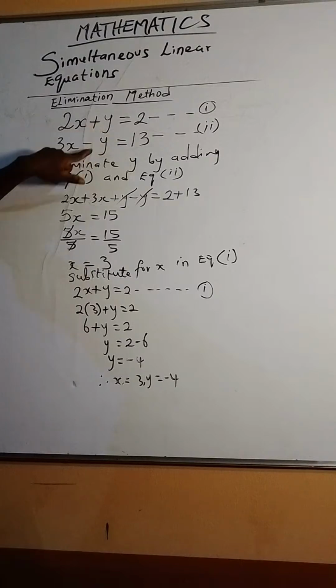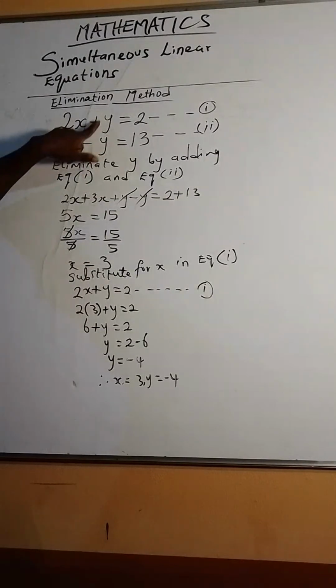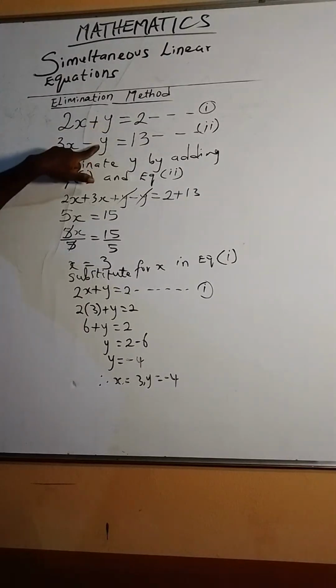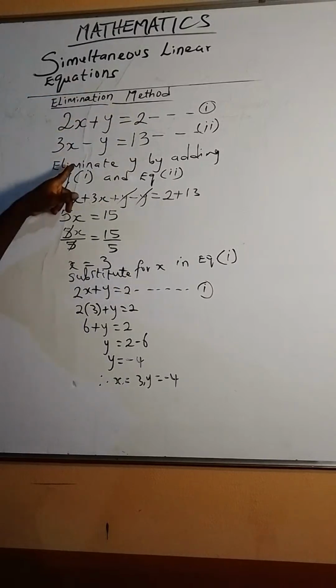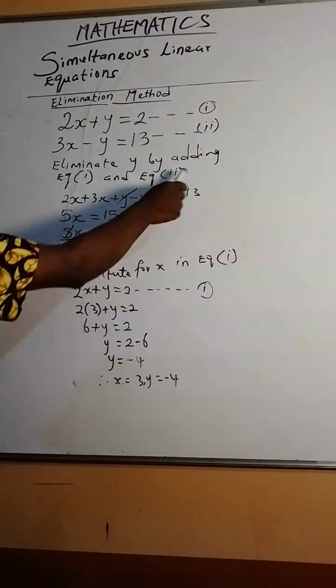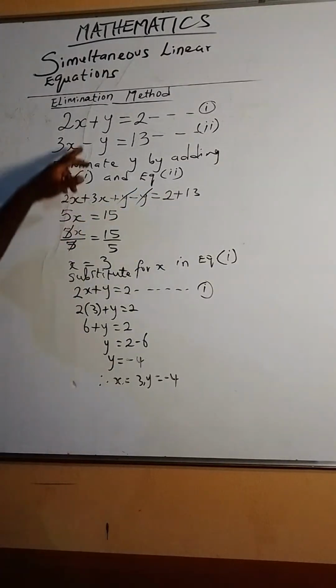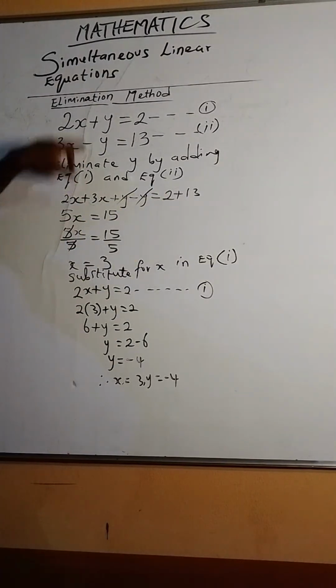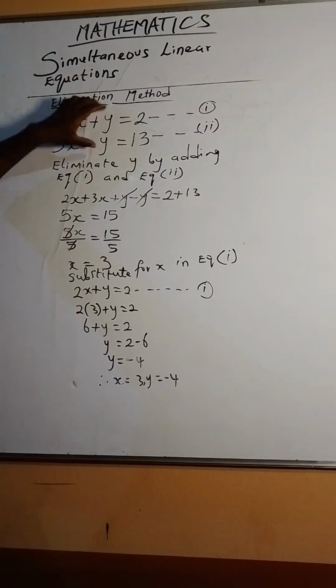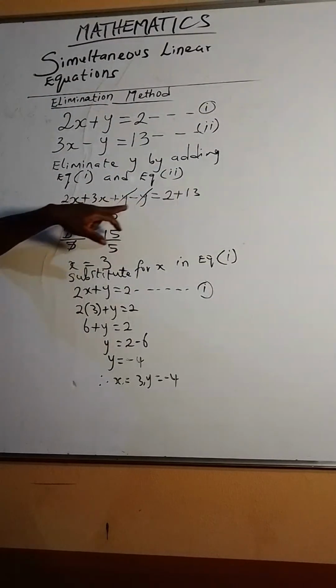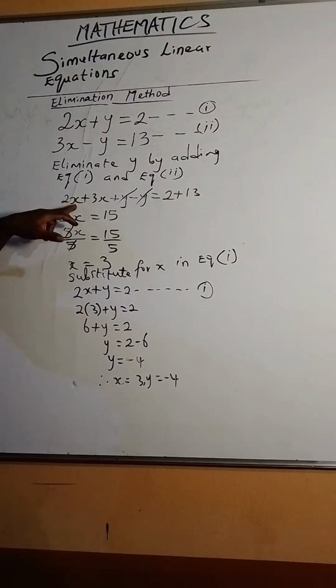But for y, you can see that here we have 1 and minus 1. So they are equal, and then we can eliminate them. So we can eliminate y by adding equation 1 and equation 2. Why are we adding? Because we already have a minus here. So it's easier for us to add so that y cancels out, leaving us with the x variables. So we can then add up these x variables to give 5x.